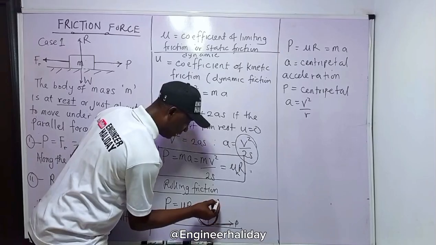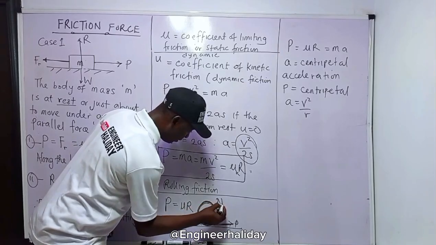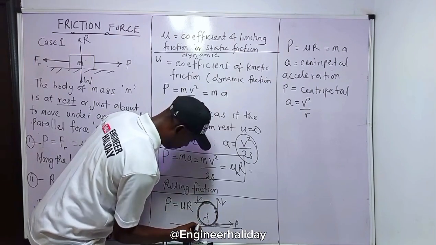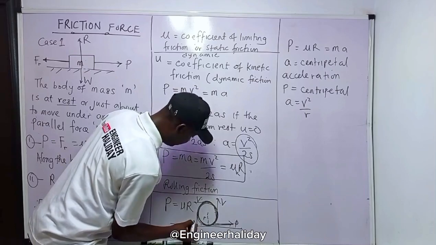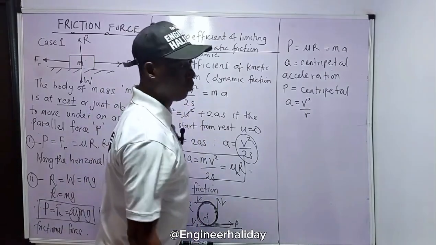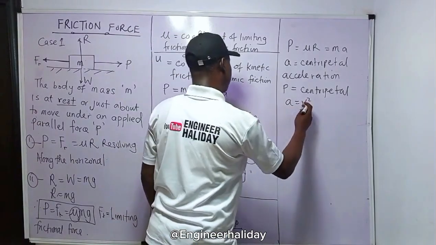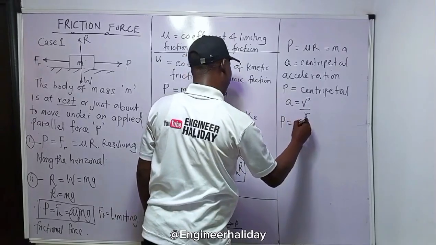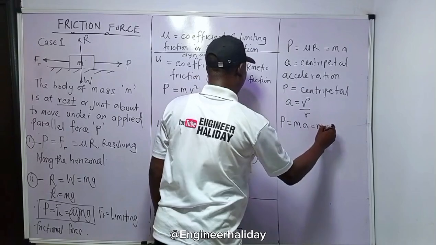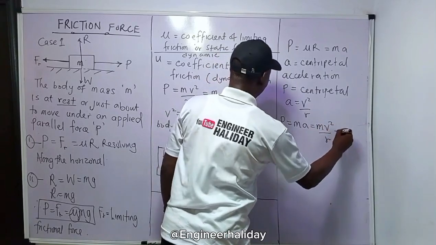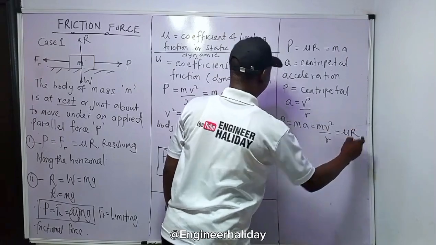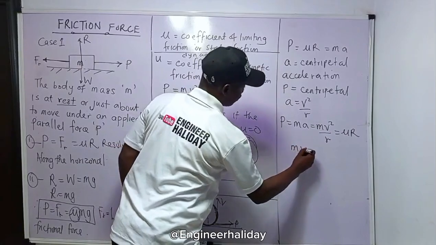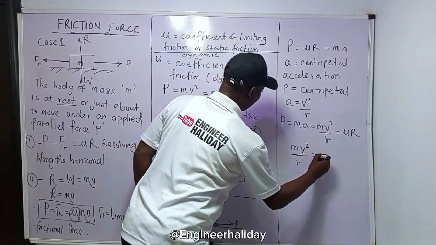Don't forget it's a centripetal force, acting tangentially as the body is rolling. The v is changing direction. So as the body is rolling, the v is changing direction, but that is your tangential velocity. So if you put it here, we will have P equal to ma, equal to mv square over r, and that will be equal to mu r.